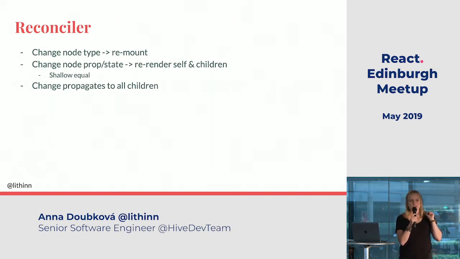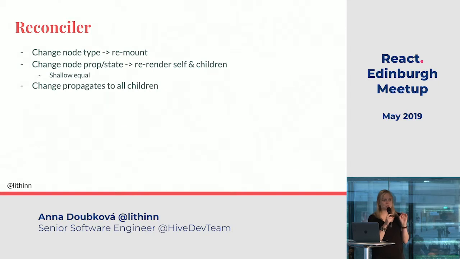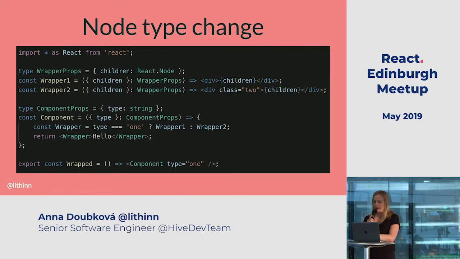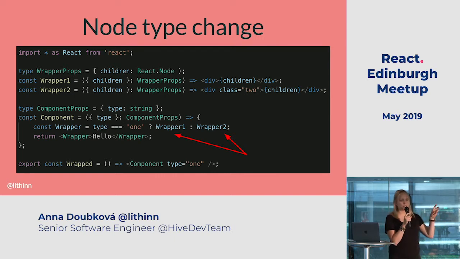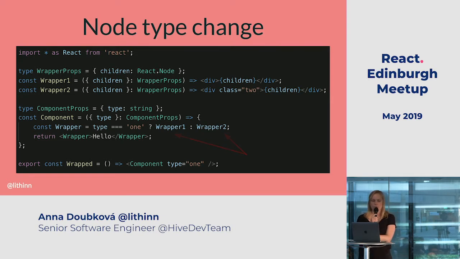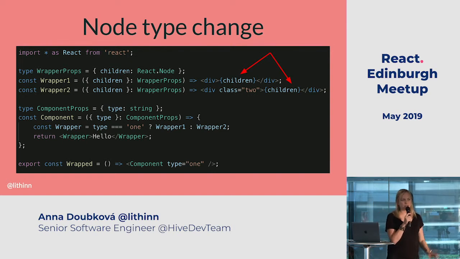So if we change something on the top level, it's going to cause much more problems than if we change it on the bottom level. A few practical examples. For the node type change, let's say I've got a wrapper of some kind that changed the wrapping component based on type. So if I change type, I will change from wrapper 1 to wrapper 2. And that means that the children will get destroyed and remounted again. So we don't want to do that, practically ever.